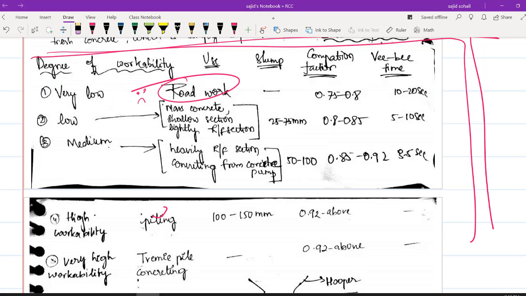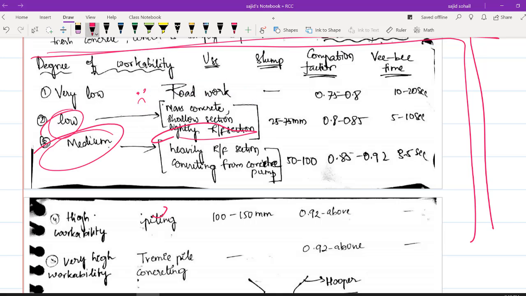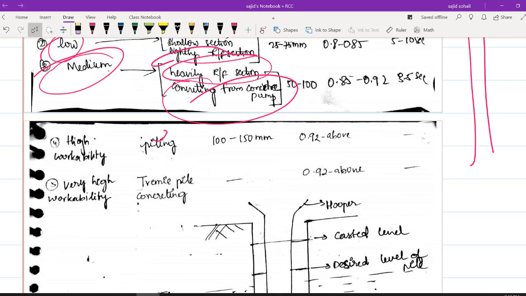It will be used in roadworks. If it has low workability, then it will be used in mass concreting, shallow sections, and light reinforcement sections. If it has medium workability, then you can use it in heavy reinforcement structures and concreting from a concrete pump. If you have high workability, like flowing like liquid, where the ease of motion is more, then you can use it for pile foundation.